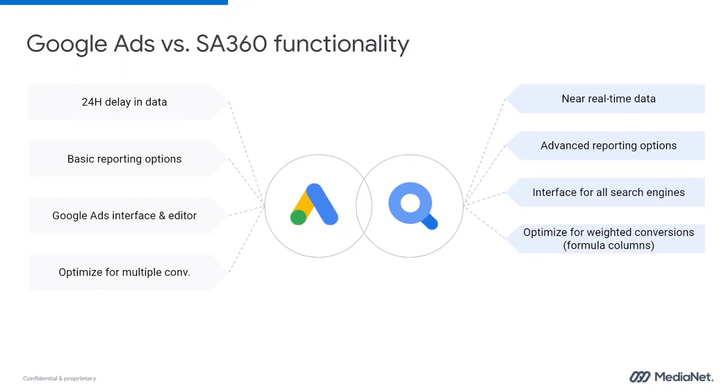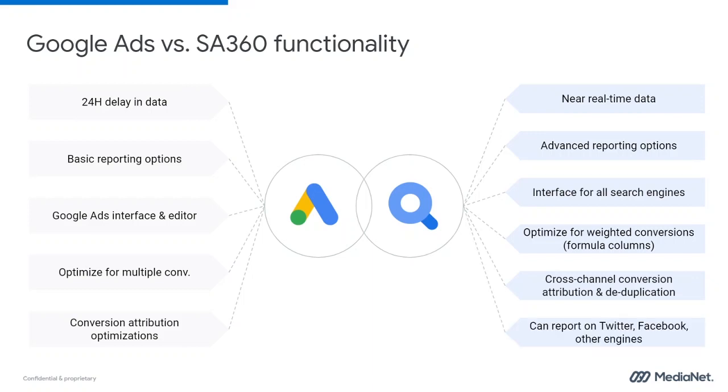This is when you can apply calculations to data within the platform, and you can use that right away for optimizations. Google Ads also allows you to use data-driven attribution based on conversions, and SA 360 does the same, but also has the ability to deduplicate cross-channel data, which really helps with the accuracy of your attribution. In addition, SA 360 gives you the ability to pull in social and other engines so that you can really manage and track cross-channel performance.